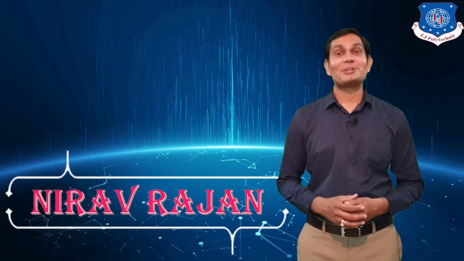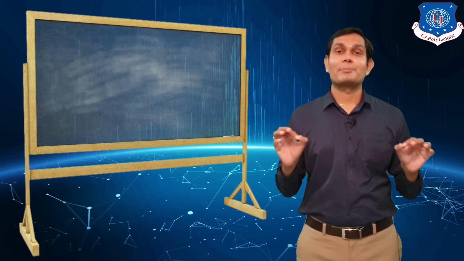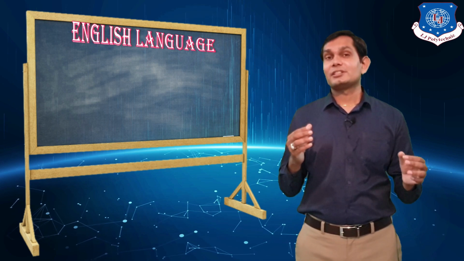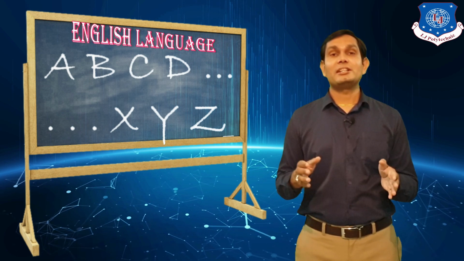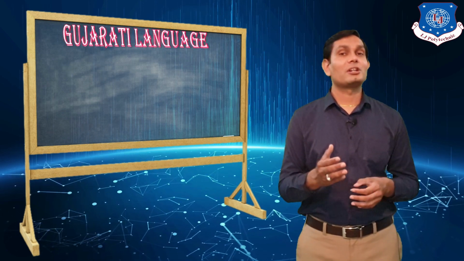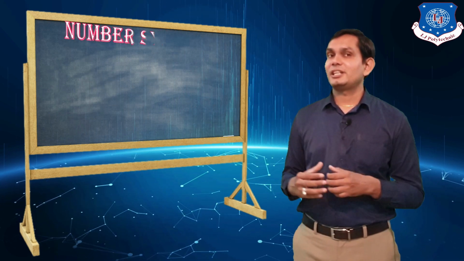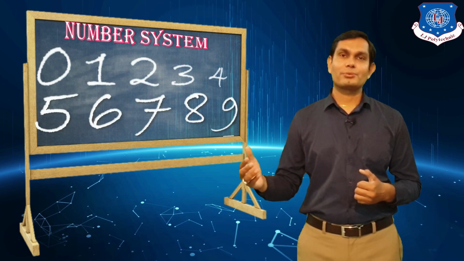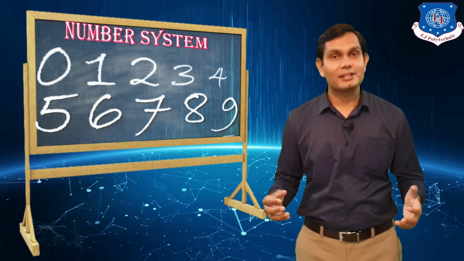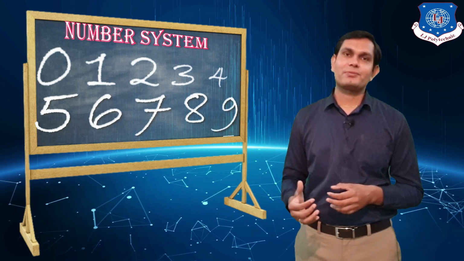Today I am going to start our new topic that is called number systems. Dear students, if you want to learn any language, then the first step is the alphabets, right? In English language, there are some alphabets like A, B, C, D and Z, right? Similarly, in Gujarati language, there are some alphabets called K, K, G and all. If you want to learn about the number system, then there are some alphabets that are called 0, 1, 2, 3, 4, 5, 6, 7, 8 and 9. So 0 to 9 are the numbers which are called alphabets or characters for the number system.